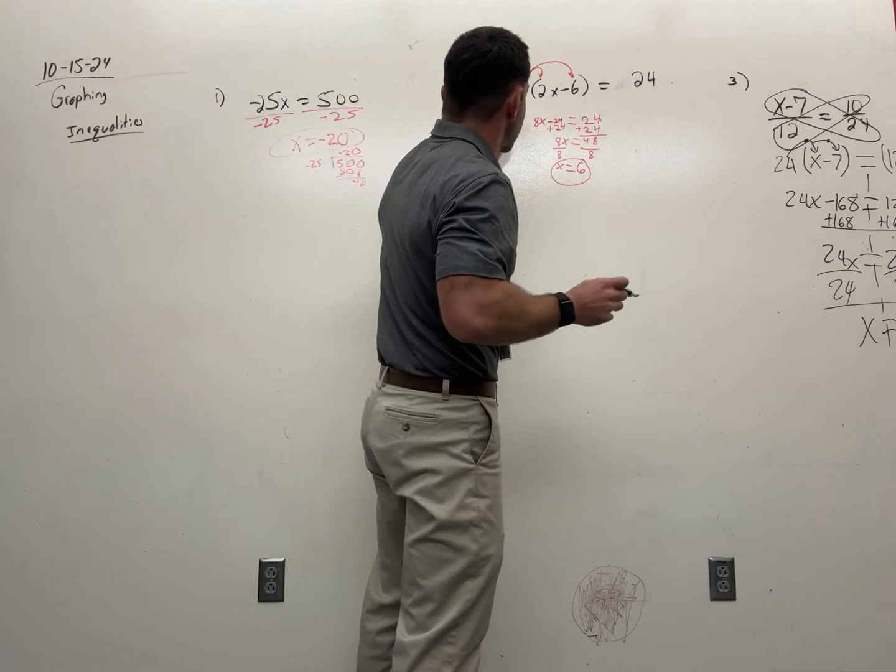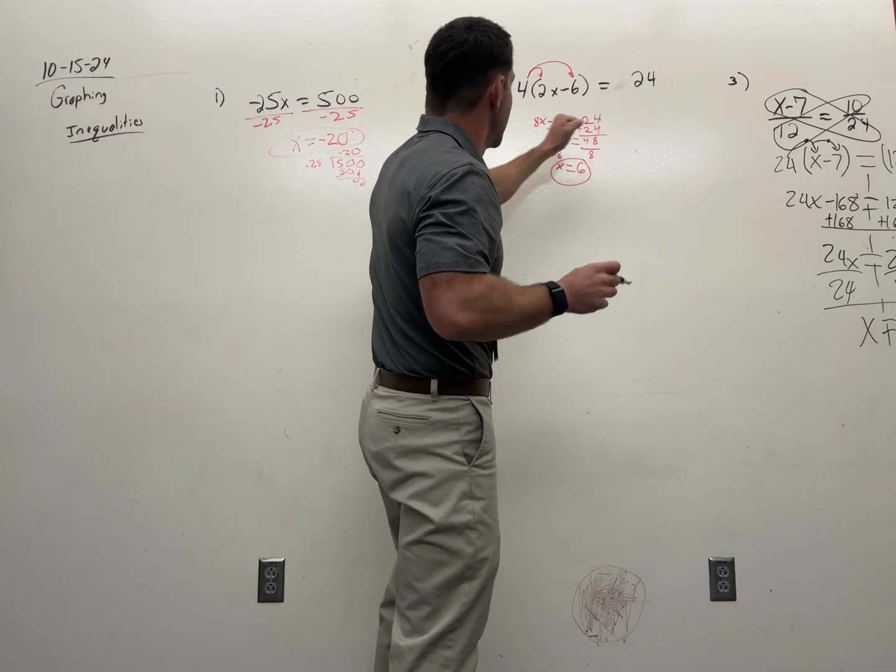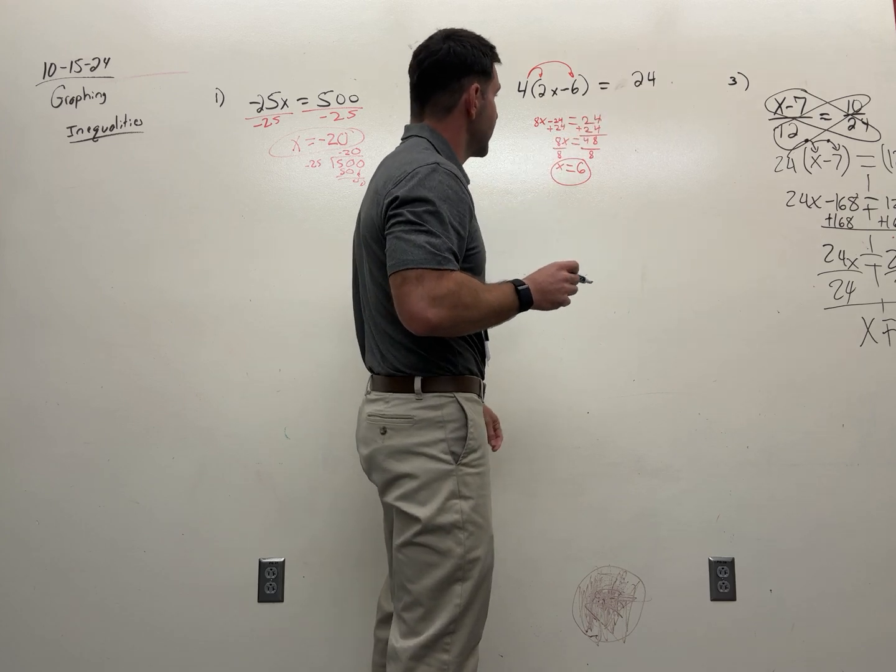This one we distribute. 4 times 2x is 8x. 4 times a negative 6 is negative 24. Add 24 to both sides. Divide by 8. X equals 6.